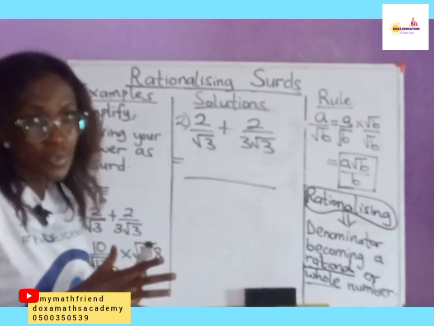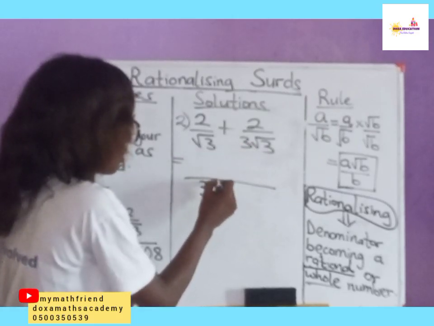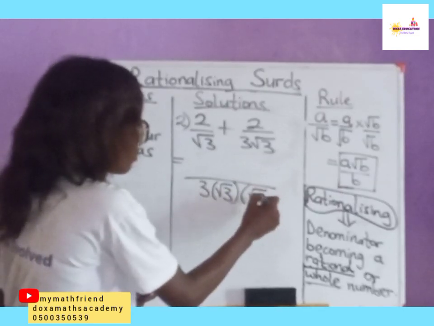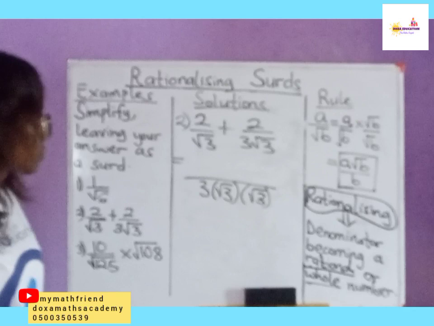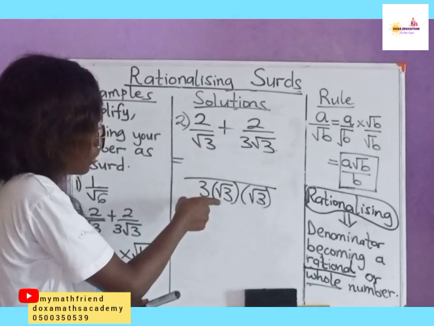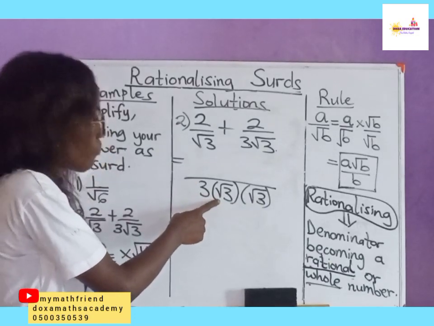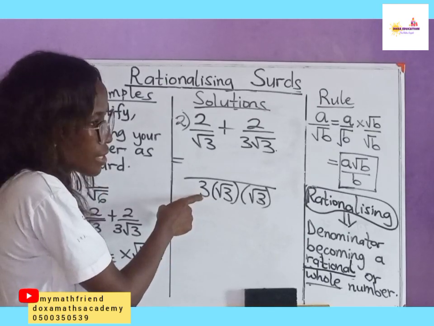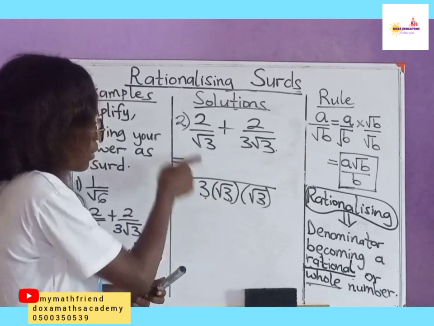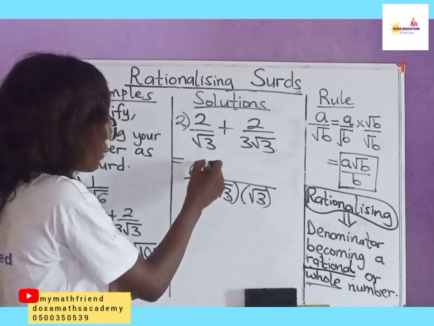You multiply them or put them together, just like that. So we have this 3 outside by root 3 times root 3. Let's pick the first fraction. The denominator root 3 goes into this LCM. There is root 3, there is root 3. So what is left? It's left with 3 root 3. So this 3 root 3 that is left multiplies the numerator 2. 2 times 3, 6 root 3.